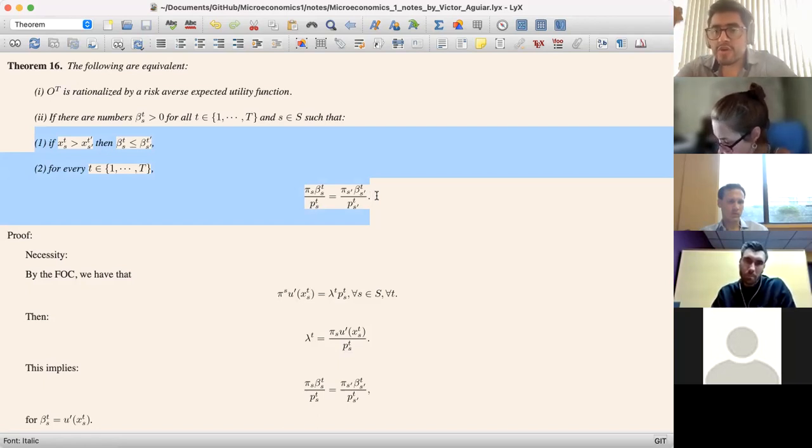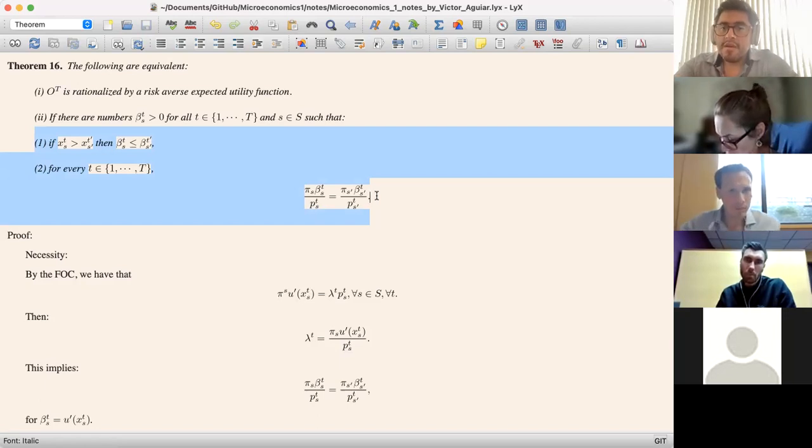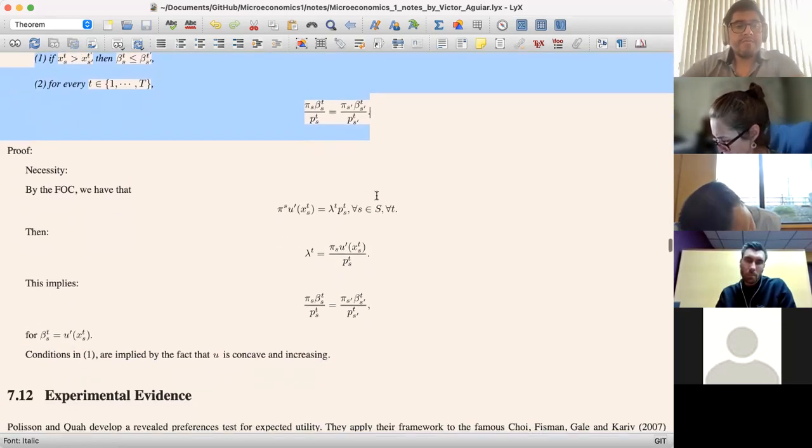So everyone with me? Again, the nice thing about Afriat inequalities is that you can do these simple tests that you can put in MATLAB, and essentially take any data set and test directly whether these guys are expected utility or not, okay? Now let's understand why this works, which is the interesting part.